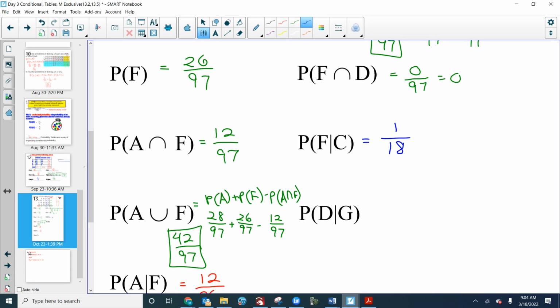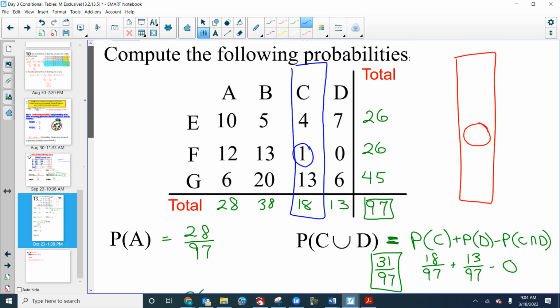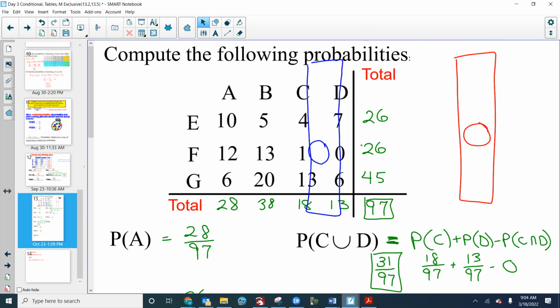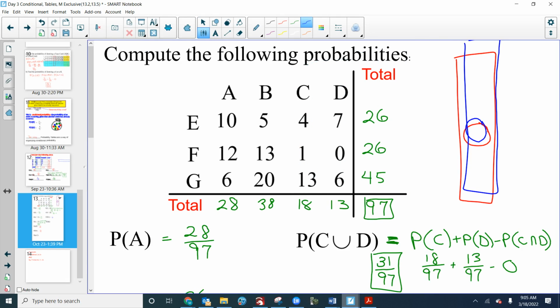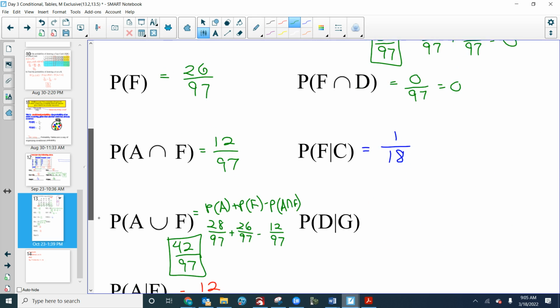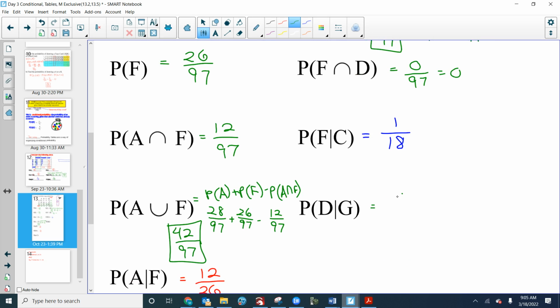And P of D given G. There's 4. We have D. Given G, 6 out of 45.